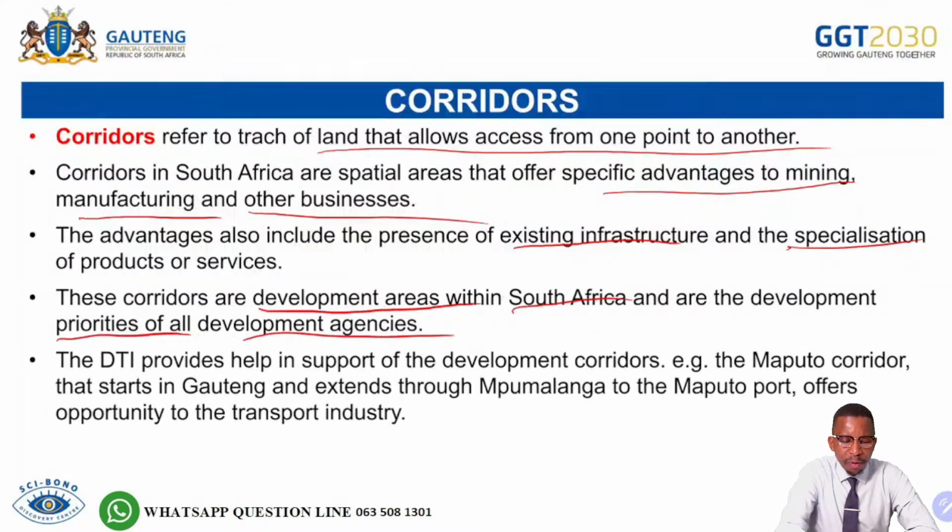And then the Department of Trade and Industry helps or supports the development of corridors, e.g. the Maputo Development Corridor, which starts in Gauteng and extends through Mpumalanga to the Maputo port, and offers opportunity to the transport industry.